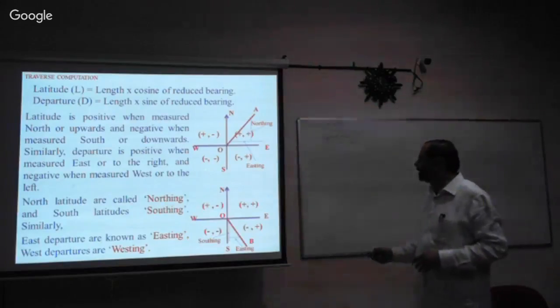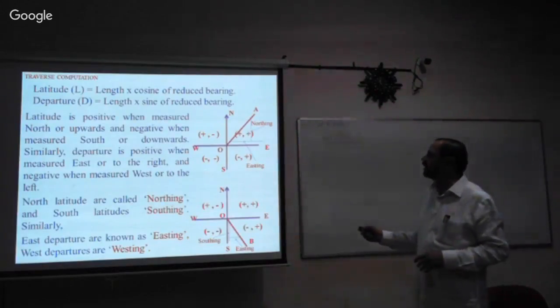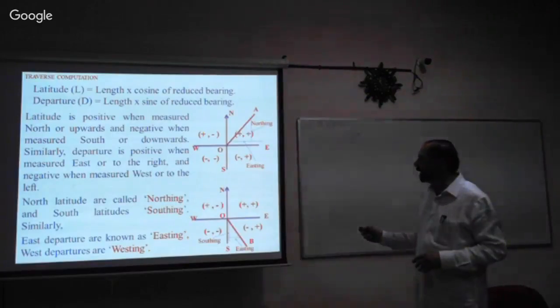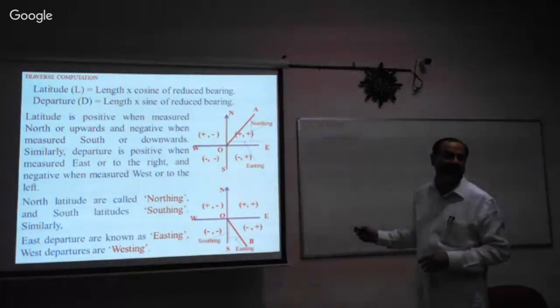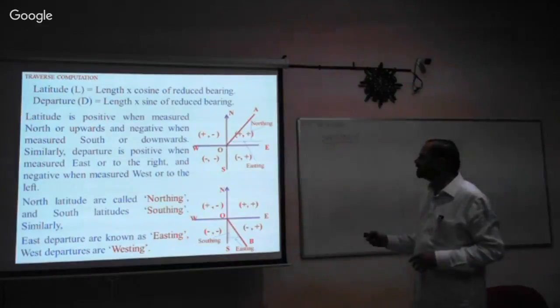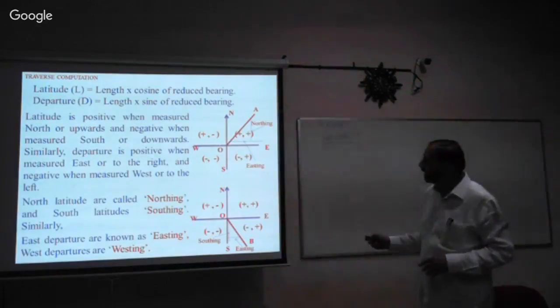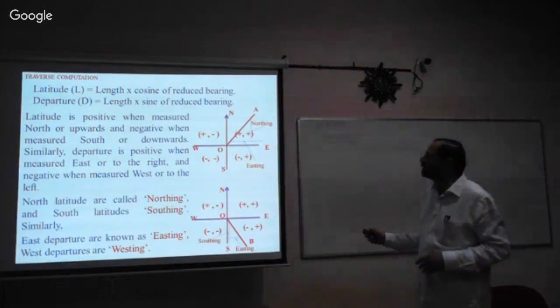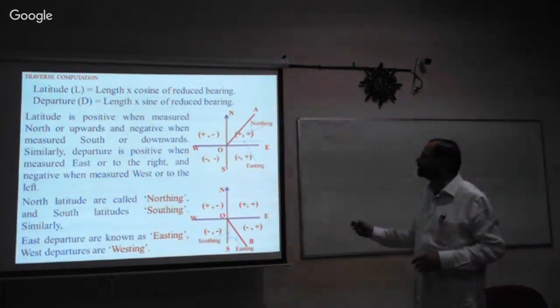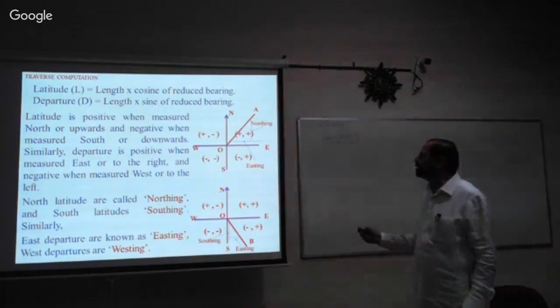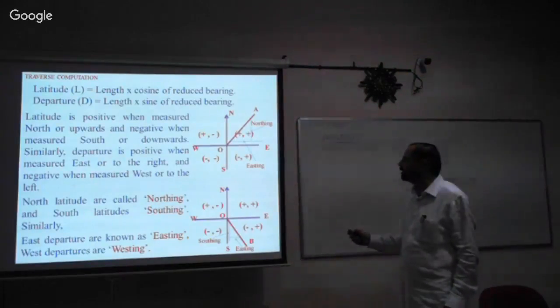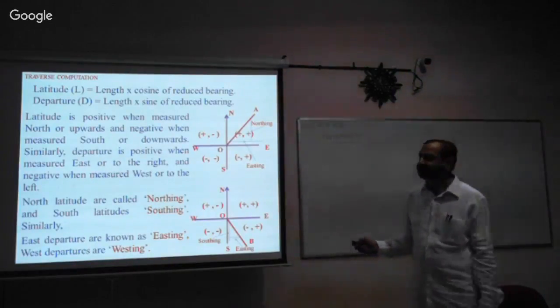Now this is one example, this is another example. This is lying in the first quadrant, therefore the north coordinate is positive and the east coordinate is also positive, because they are lying in the first quadrant. Now this is the survey line running from O to A. When the survey line is running from O to A, the coordinates lie in the first quadrant. Therefore, northing is positive and easting is also positive.